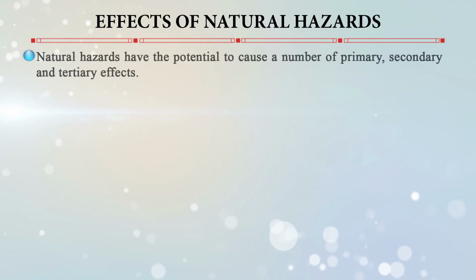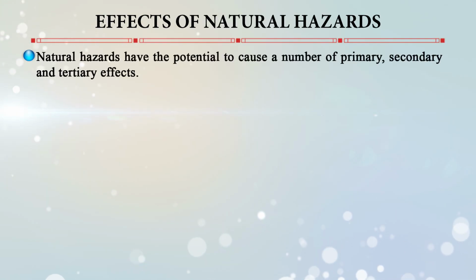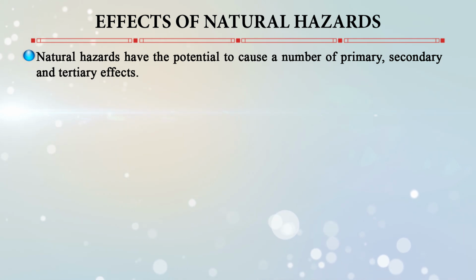In the previous talk, you have understood the types of natural hazards, the classification of the natural hazards, some technological hazards along with a case study, and how the primary, secondary and the tertiary effects are caused. Now, the natural hazards have the potential to cause a number of primary, secondary and the tertiary effects. We will see this in detail.